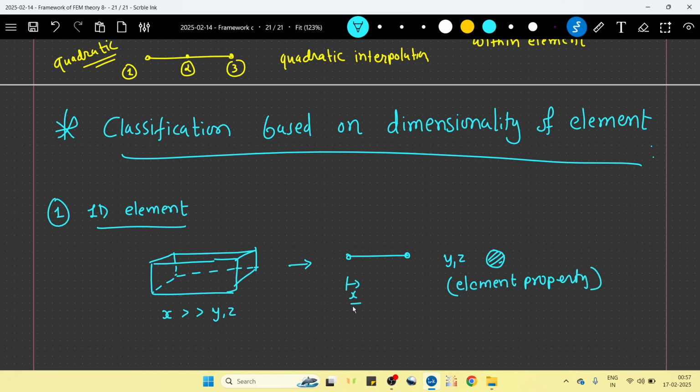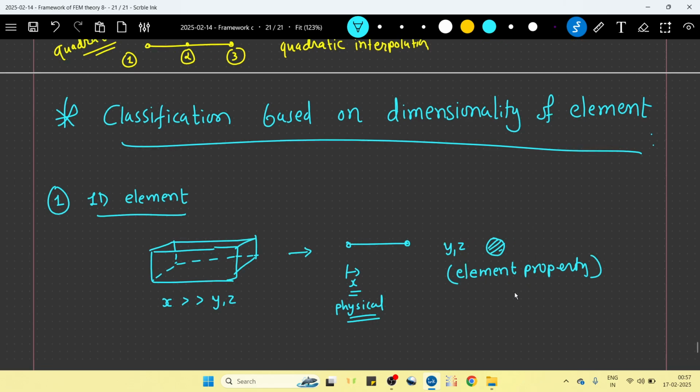And the x we physically represent. So this is a difference. This we represent as physical, and here we represent these two dimensions in terms of element property.